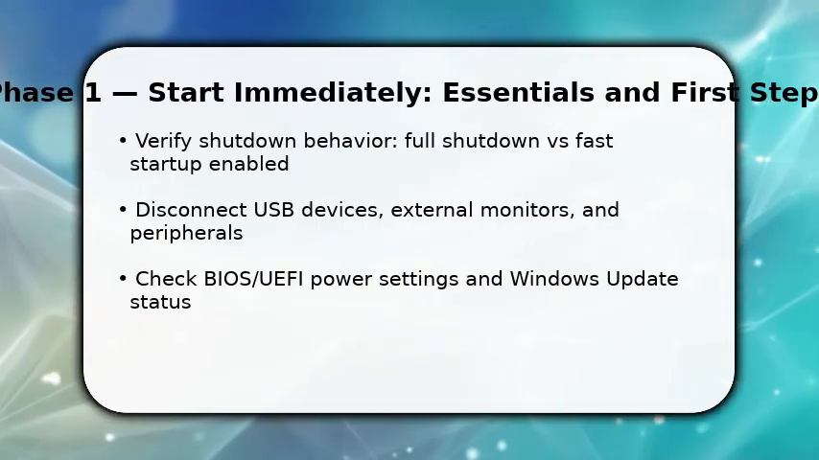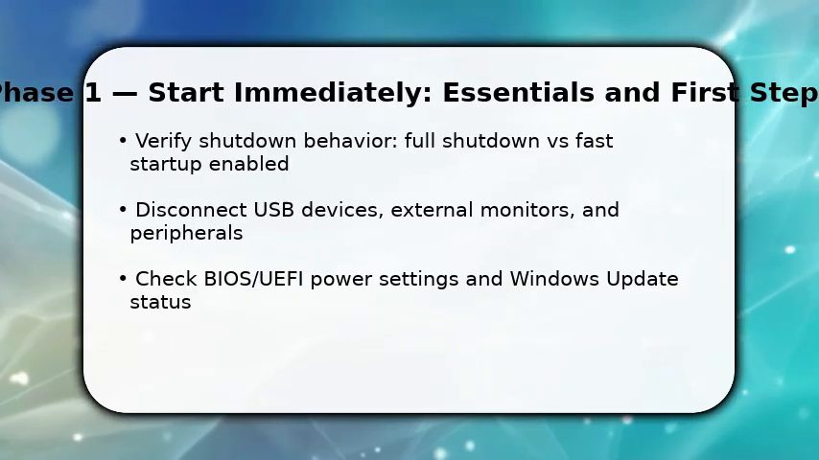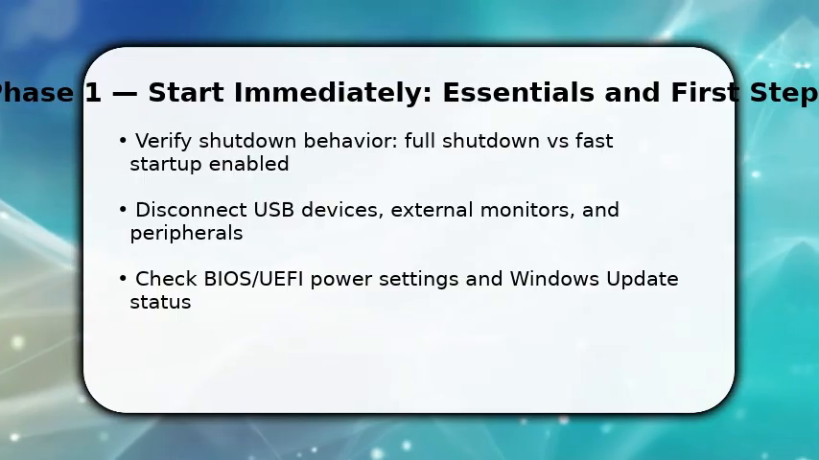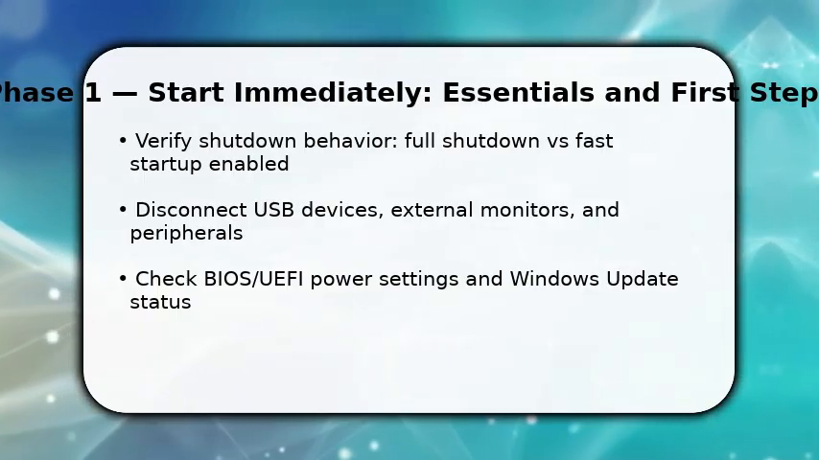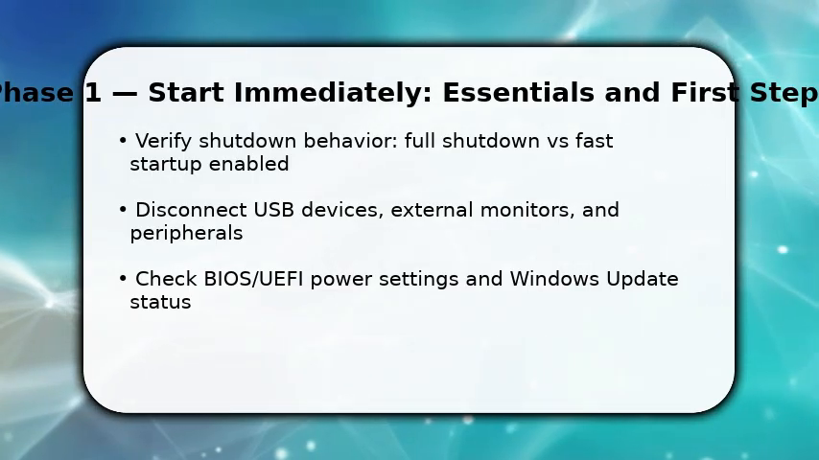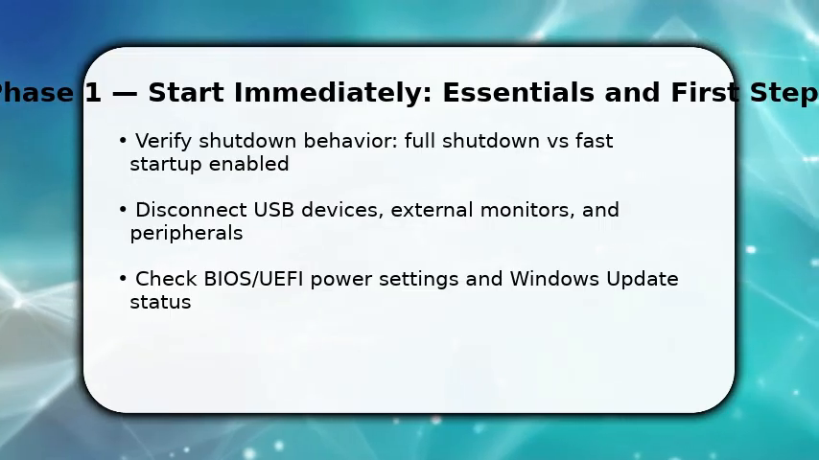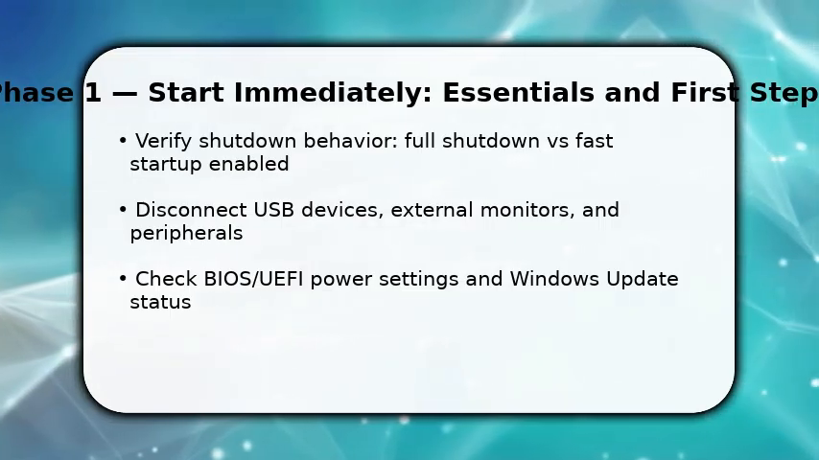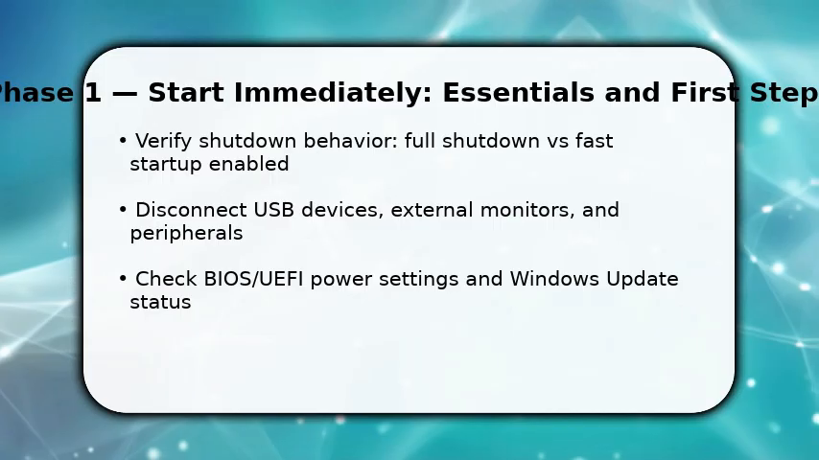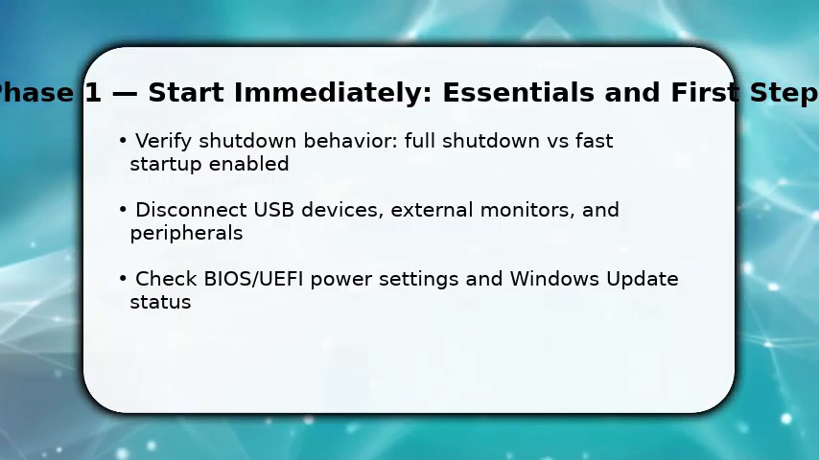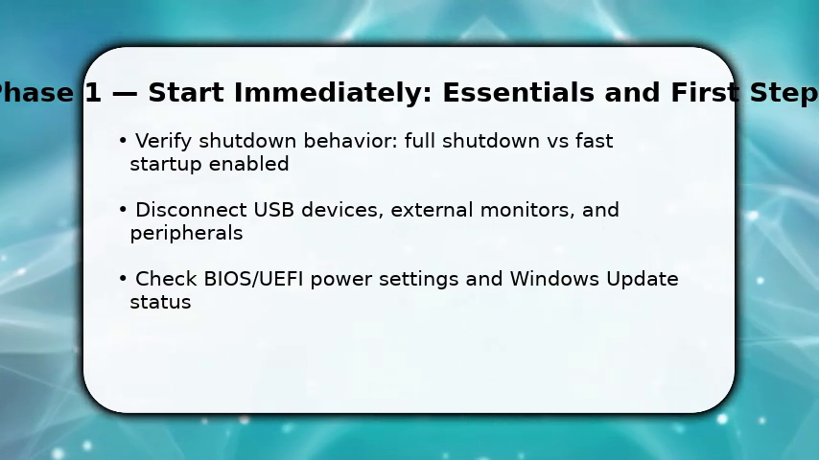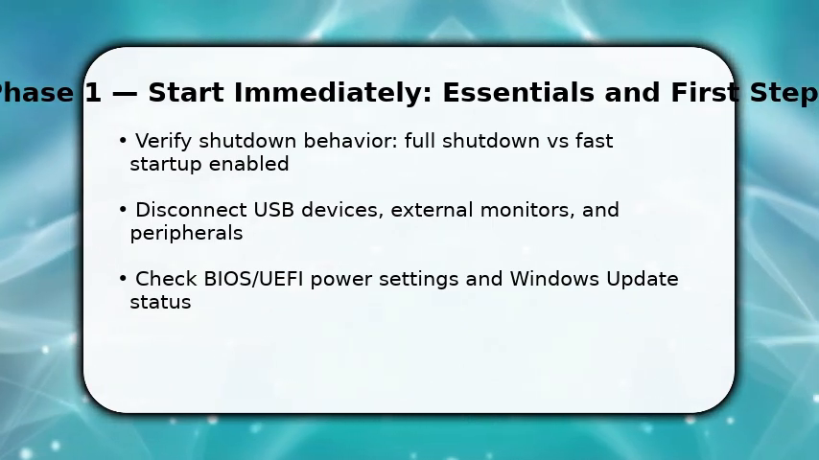Start by confirming you actually perform a full shutdown. Fast startup can look like shutdown, but leaves the system in a hybrid state. You should disconnect USB drives and external monitors to rule out wake triggers. Once done, open Settings and check Windows Update, apply pending updates, and then reboot. Next, boot into BIOS or UEFI, inspect power management and Wake-on-LAN settings. Make these first changes now, because they remove common automatic restart causes before deeper troubleshooting.